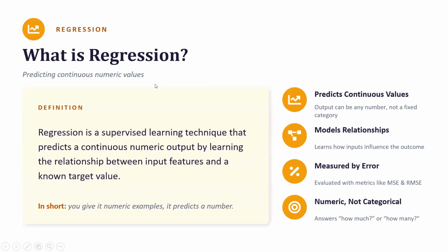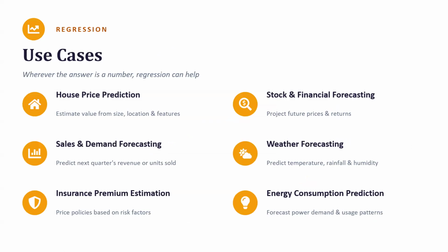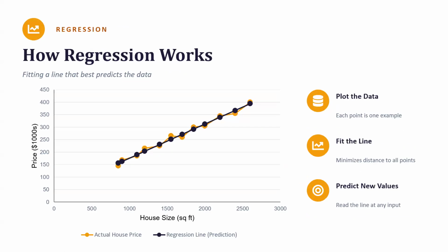What is regression? Predicting a continuous numerical value. Regression is a supervised learning technique which predicts a continuous numeric output by learning the relationship between the input and target variable. You give it numeric examples and it predicts numbers. This is the regression line, fitting the line to house prices and regression line predictions. This is predicting house prices.